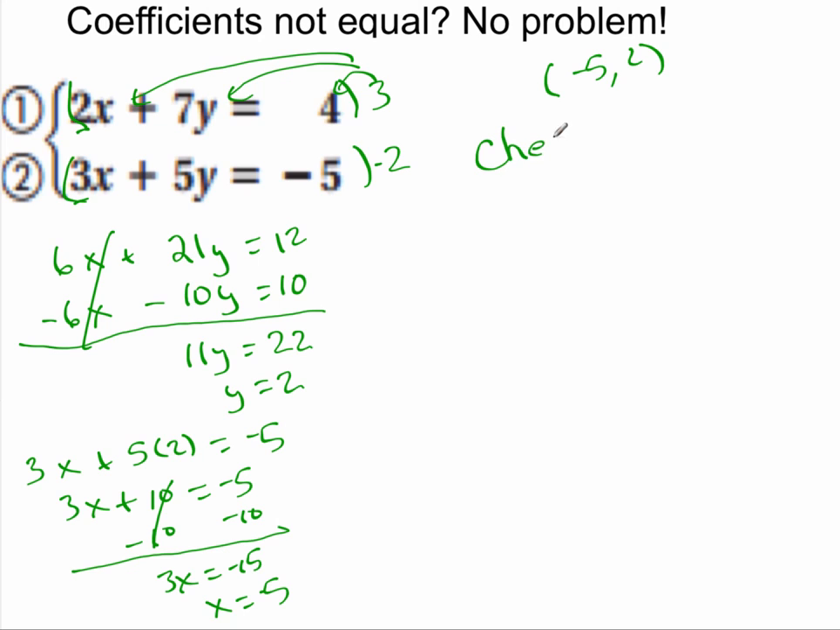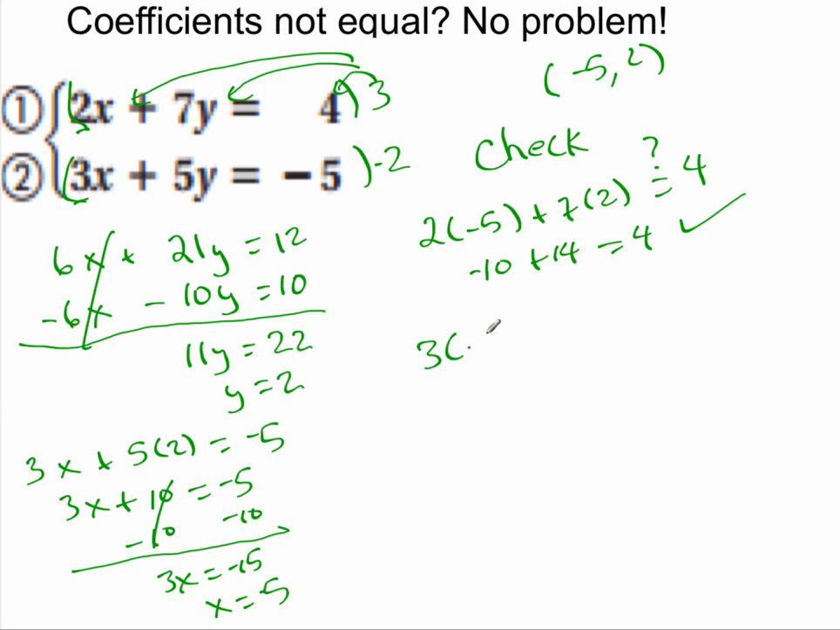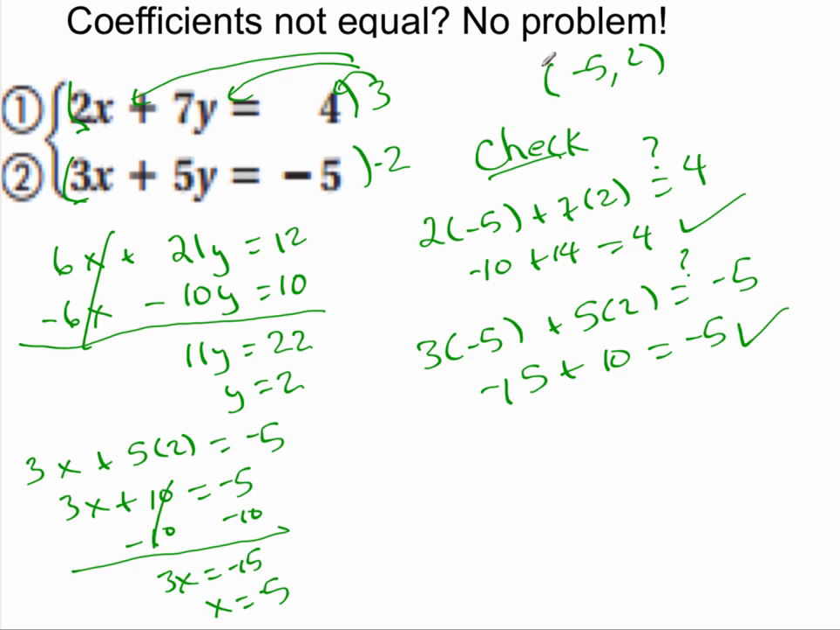Do I need to check? Of course. 2 times negative 5 plus 7 times 2. Does that equal 4? This is negative 10 plus 14 does indeed equal 4. 3 times negative 5 plus 5 times 2. Does that equal negative 5? Negative 15 plus 10 does indeed equal negative 5. So there's your answer.